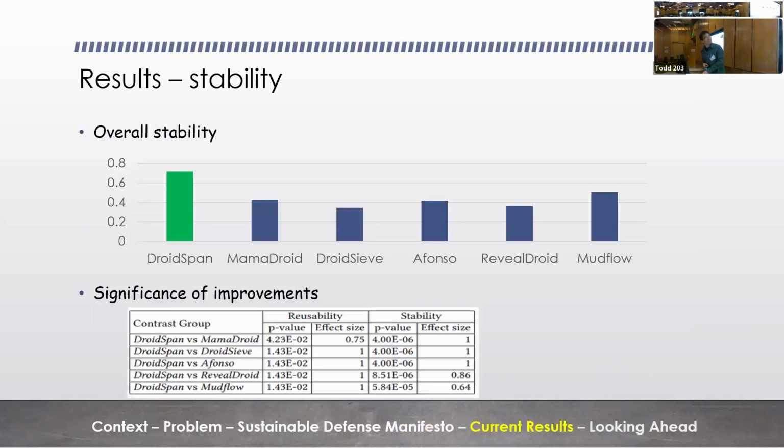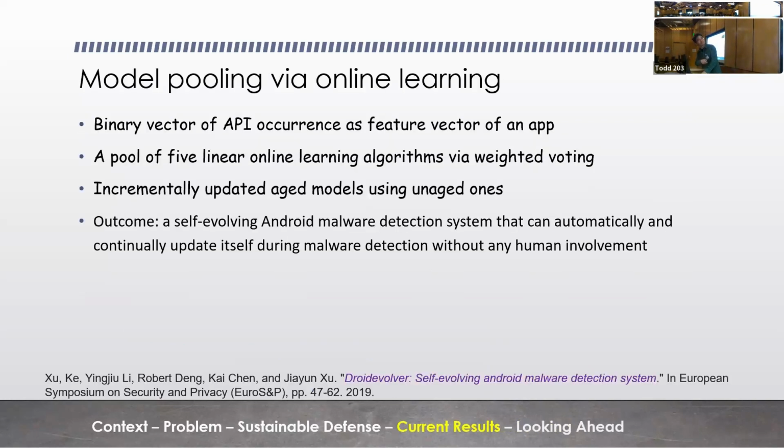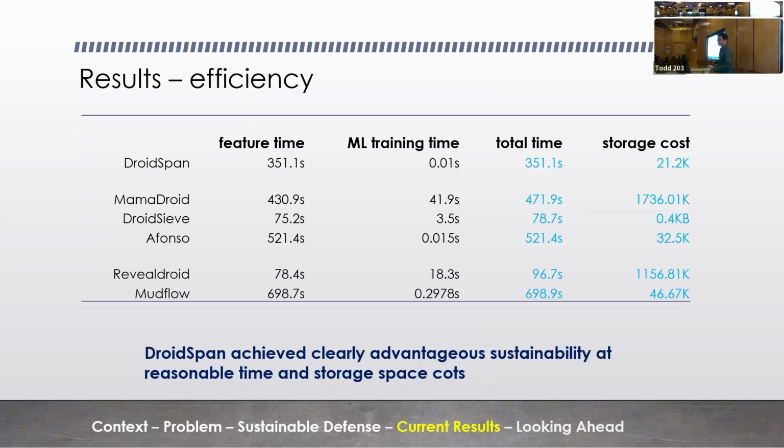Okay, this is the overall stability. So we have some edge over the baselines. And we also conduct some very simple statistic analysis to see whether the difference is really significant by looking at both the p-value and the effect size. And we also look at efficiency. I think efficiency is not so interesting here. Okay, so that is our approach. This is our approach.